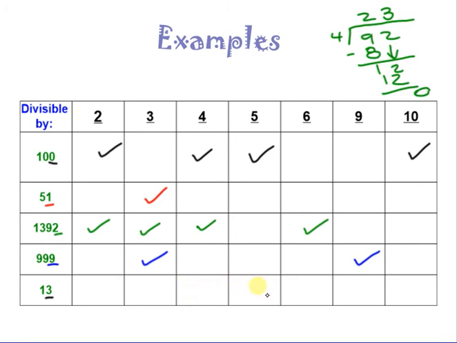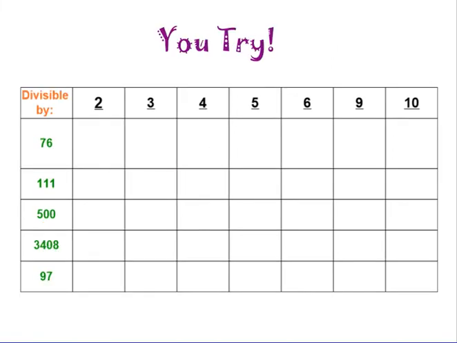5 will not work because it does not end in a 0 or a 5. 6 will not work because 2 and 3 don't work. 9 will not work because 1 plus 3 is 4, and 9 does not go into 4 evenly. And 10 will not work either because it does not end in a 0. So 13 is over here pretty sad by himself. All right, I want you to try these 5 numbers, and then you can check your answers.